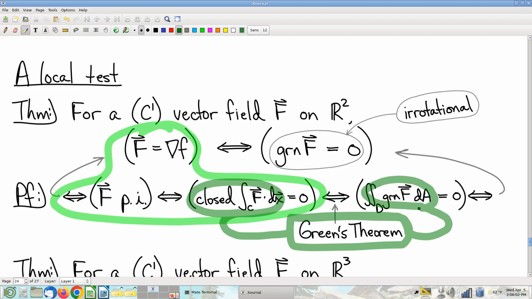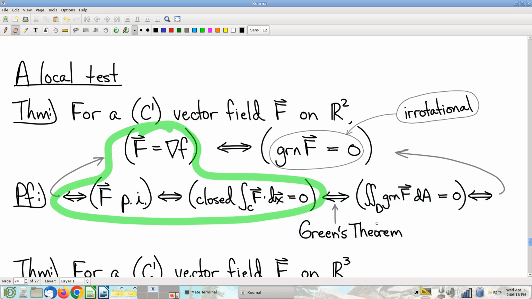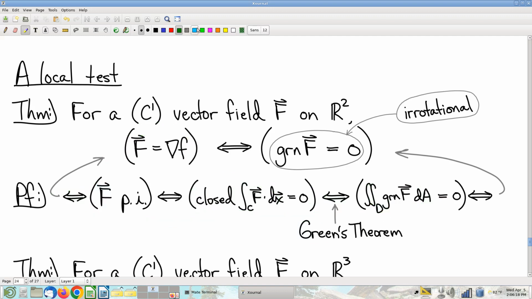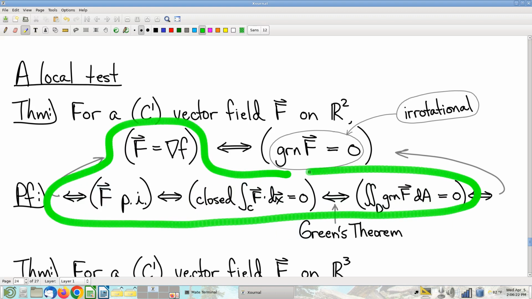So if I need all closed line integrals to be 0, that's effectively the same thing as saying all double integrals of Green's operator have to be 0. So that means that not only are these 3 conditions equivalent, but this 4th condition is also equivalent. And it just kind of gets sucked into there by Green's theorem, saying that those integrals are the same.